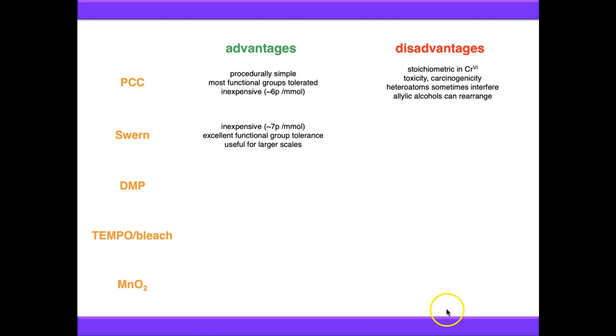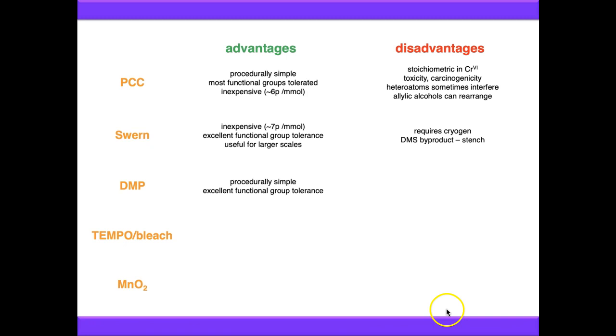The Swern oxidation is similarly cheap. It's got excellent functional group tolerance. All of the reagents are very cheap liquids, so it's useful for very large-scale oxidations. The disadvantages are that it requires cryogenic temperatures, so you generally have to add things at -78. Also, the byproduct of Swern oxidation is dimethyl sulfide, which smells awful and is really penetrating. It'll clear out a lab in seconds.